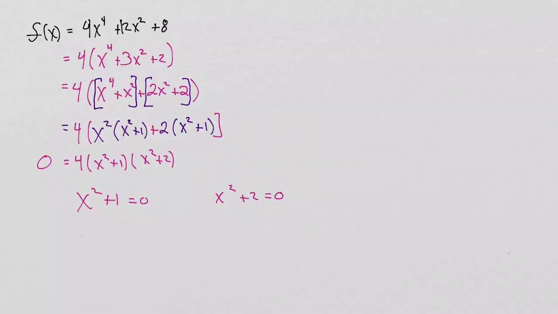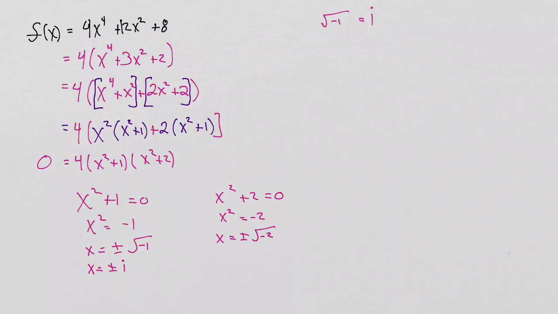Now when I solve these, I'm going to get x squared equals negative 1, and of course x equals plus or minus the square root of negative 1. If you remember from Algebra 2, the square root of negative 1 is i, which is imaginary, complex. So x equals plus or minus i. To solve the other side here, we have x squared equals negative 2 by subtracting 2. And then we have x equals plus or minus the square root of negative 2. Well, I can rewrite this as plus or minus the square root of negative 1 times the square root of 2 by using my square root rules. And of course, the square root of negative 1 is i. So we get an answer of plus or minus i square root 2.